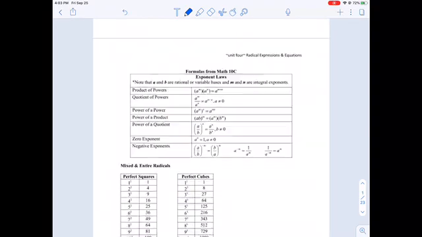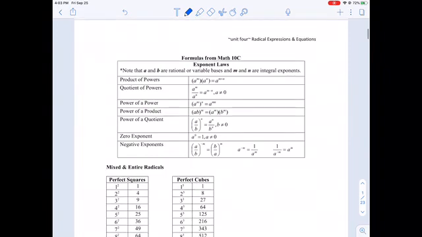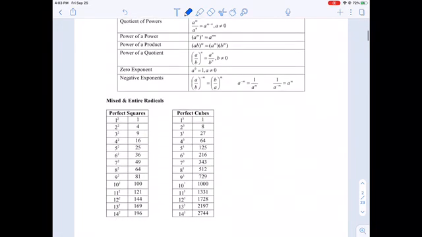So all of the formulas from Math 10 that we need to have fresh in our brain include product of powers, quotient of powers, etc. I'll review them as we go here. Okay, the perfect squares and the perfect cubes.